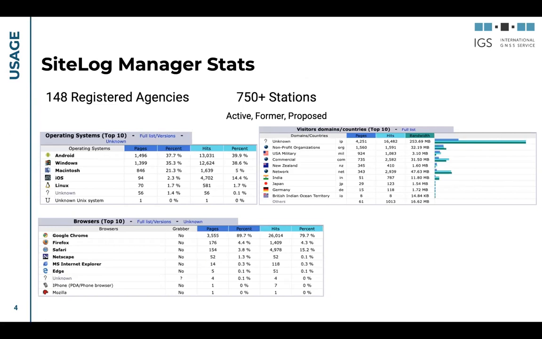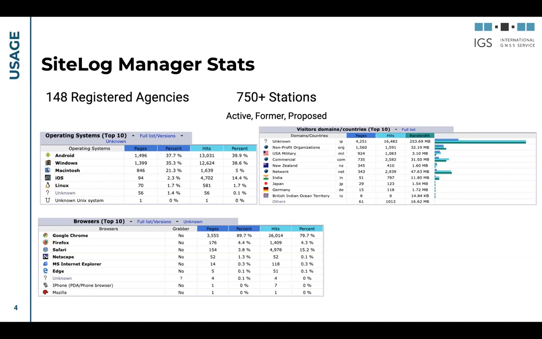And in the SiteLog Manager, we see we have over 750 stations in there, with only 500 plus stations on as an active IGS network. But we also have former stations for old stations that have since gone away, and we also have the proposed stations that we're also saving in the database.